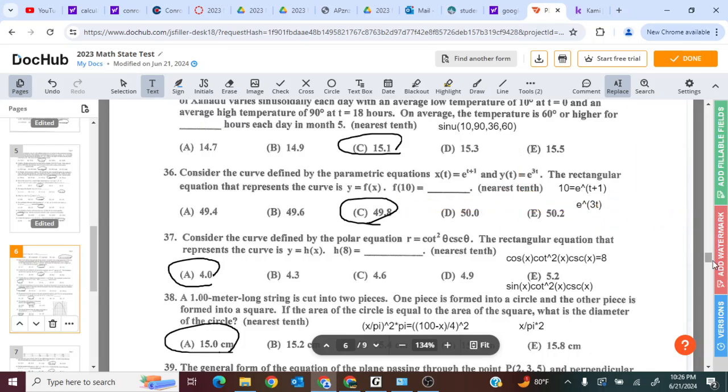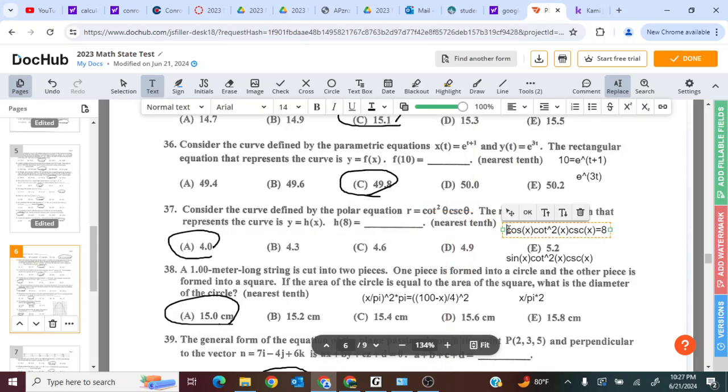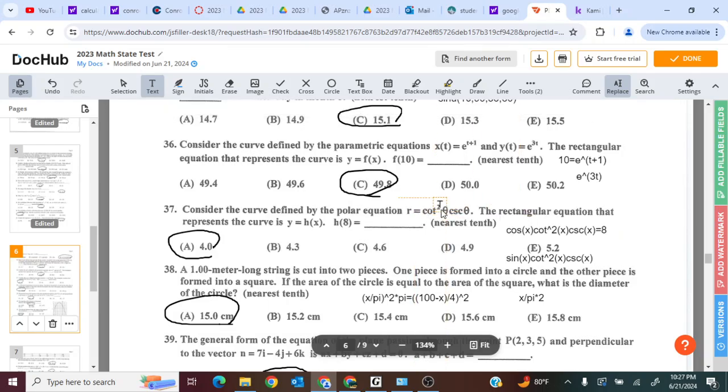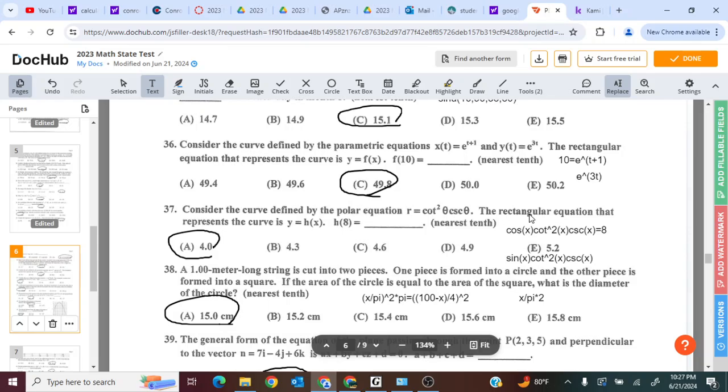Consider the curve defined by polar equation r is equal to cotangent squared, cosecant squared. Rectangular equation that represents the curve is that. H of x is equal to what? Okay, I'm going to be real with you. I do not want to convert this to a rectangular equation. That sounds like pain. So I'll do a cop-out instead. My entire strategy on these is basically don't convert, just do the smart, quicker thing because you got 40 seconds per question.